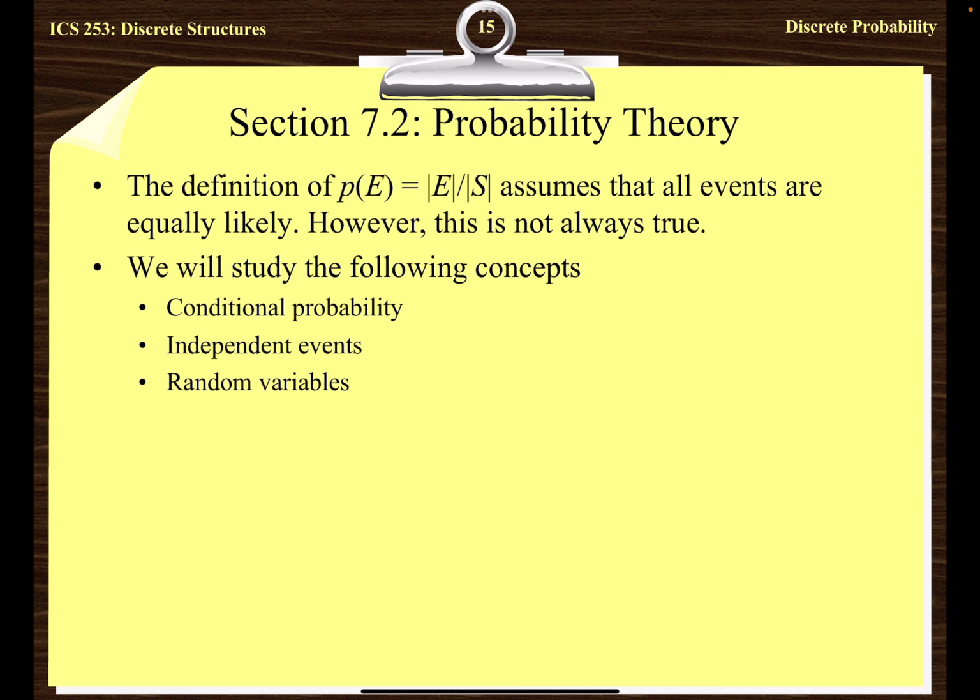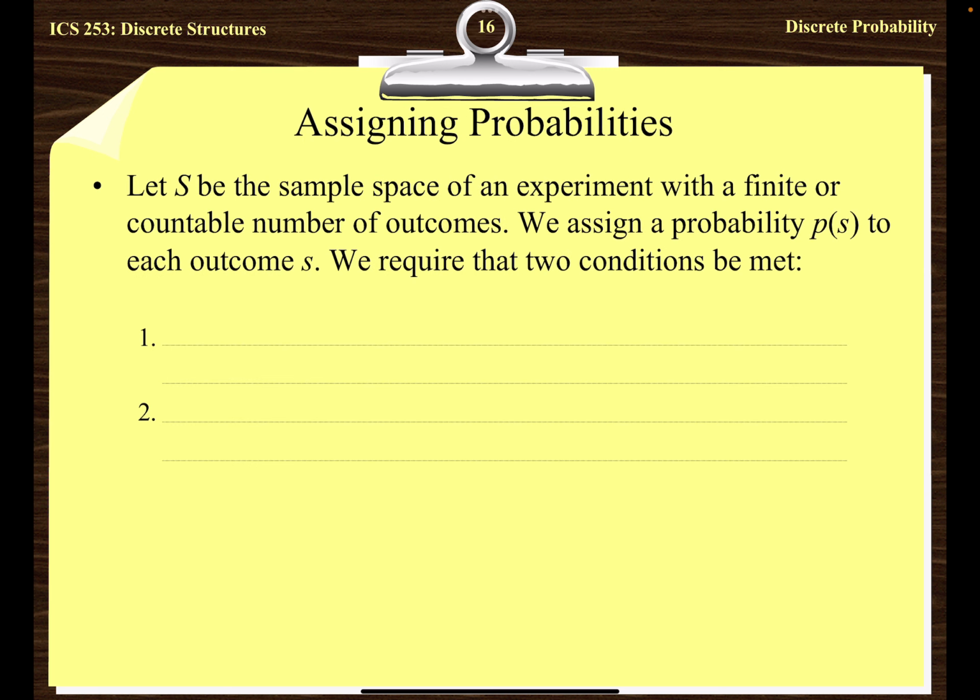Okay? So, in this section, we will study the following concepts: conditional probability, independent events, and random variables. We might not get to any of them today, but let us set the stage and see some examples where some outcomes are more probable than other outcomes. Okay? So let S be the sample space of an experiment with a finite or countable number of outcomes.